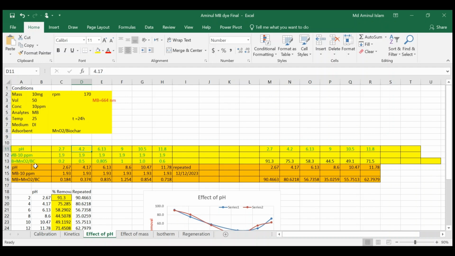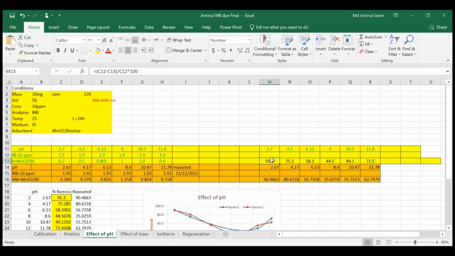And absorbance for solution at this pH were this. So now, these are the data for standard and these are the data for solution. So now how I calculated the percent removal.